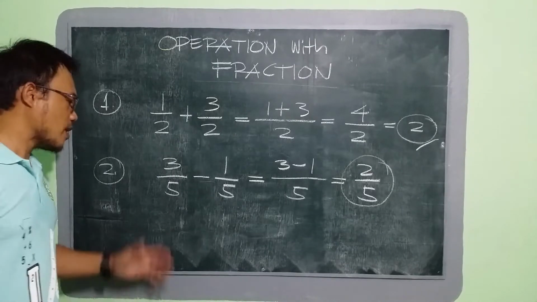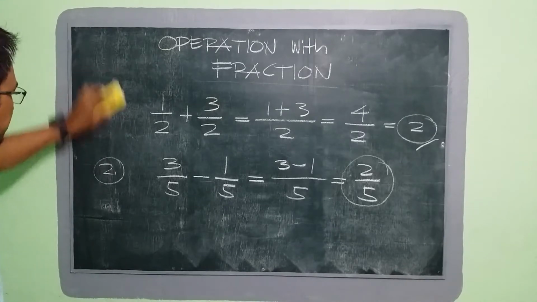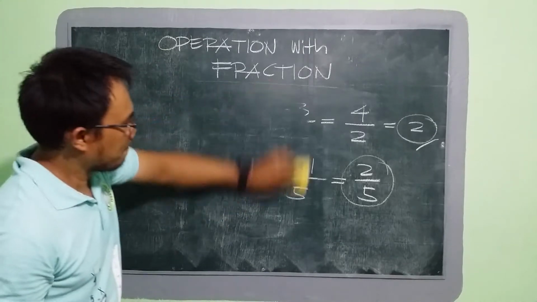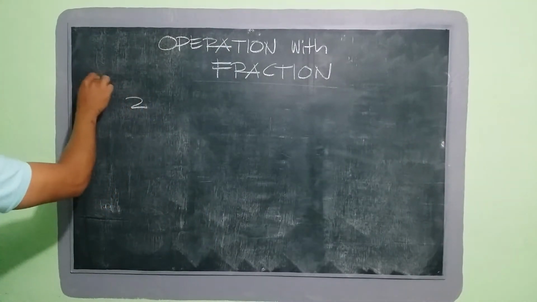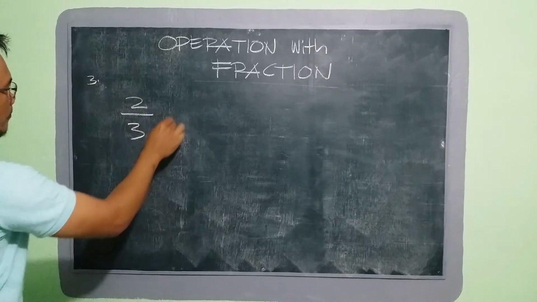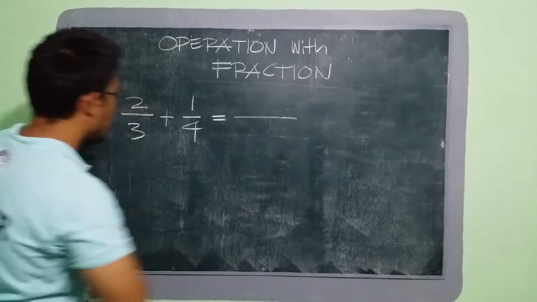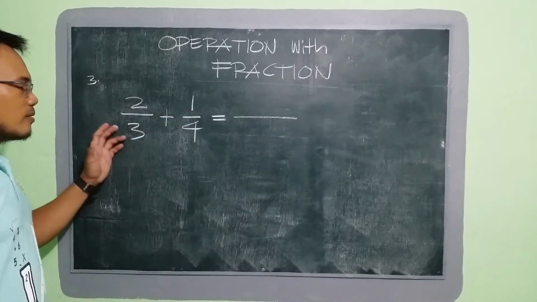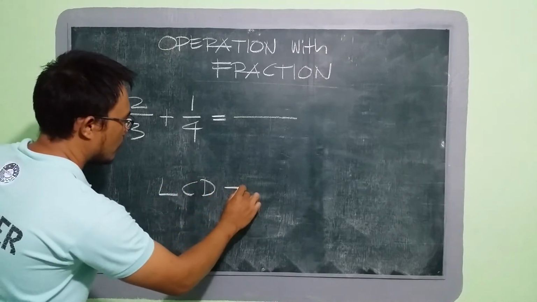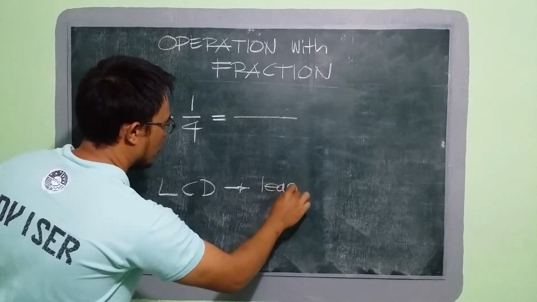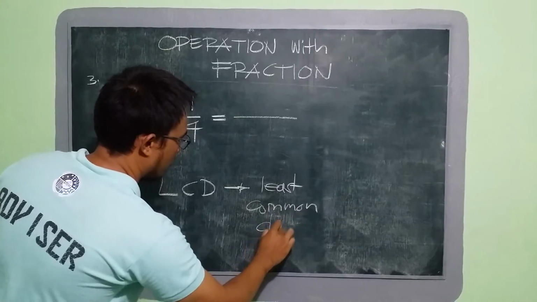Now, how about if they are not similar fractions? So let's have our example number 3. Let's say we have 2/3 plus 1/4. So in this case, since they are not similar fractions, you need to find the LCD, or what we call the least common denominator.